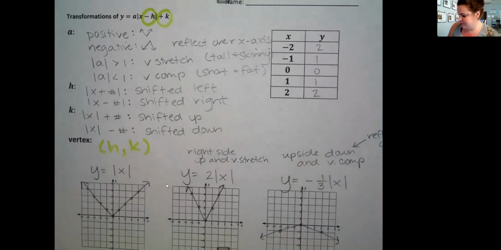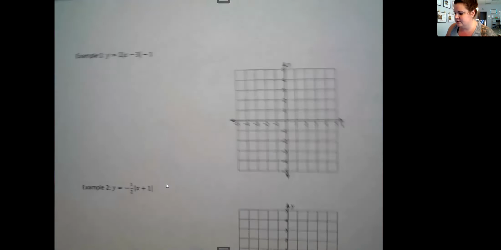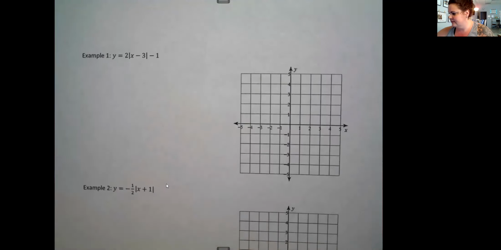All right, go ahead and flip the page over. We've got some more examples to do on the back of this.